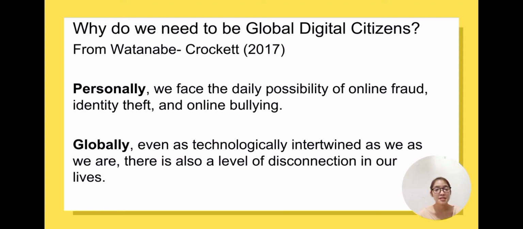So the second one is globally. Even as technologically intertwined as we are, there is also a level of disconnection in our lives. Being global citizens, we also need harmony and connection in a world transforming as rapidly as ours. As citizens, we want all of us to be recognized, honored, and cherished so that the young generation today will follow us. We must be a leader to the team and do what is good.